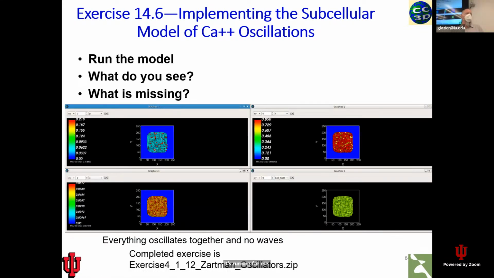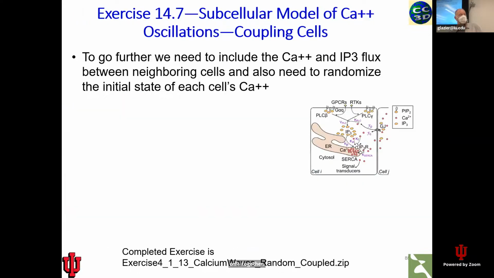So what you'll see is that the initiator cells oscillate, but they also oscillate in phase, and the standby cells don't do anything at all. The reason for this is that we haven't coupled the cells together. Each cell is running as an independent oscillator. So to go further, we actually have to couple the calcium and IP3 between neighboring cells. And we also have to randomize the amount of calcium in the cell to begin with.